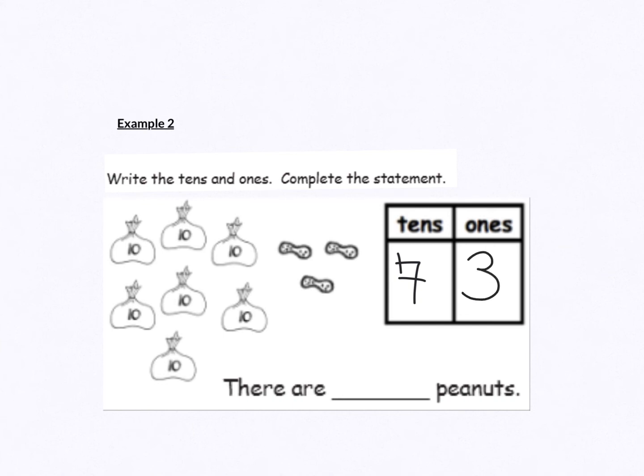Our statement on the bottom says there are blank peanuts. So we have 7 groups of 10 and 3 ones. That would make 73 peanuts.